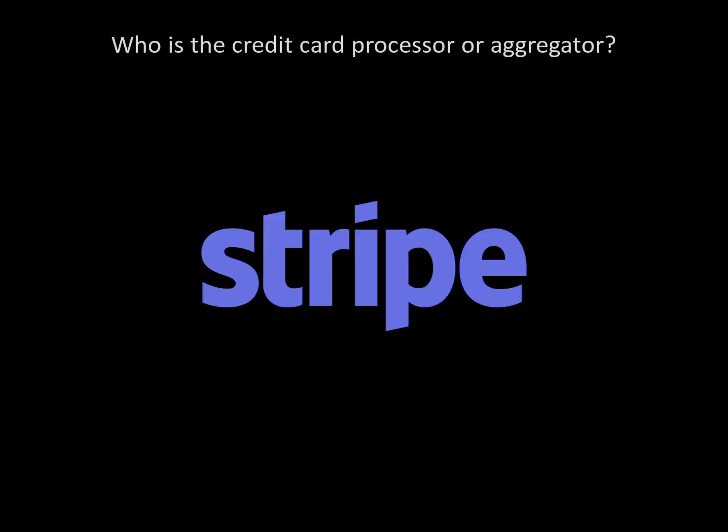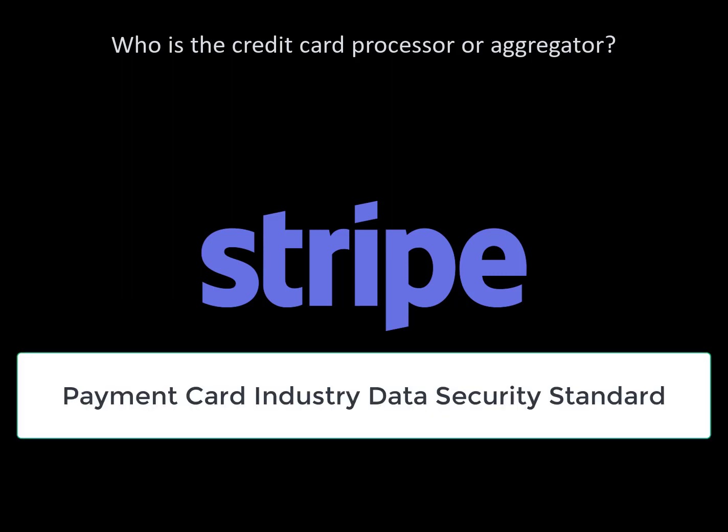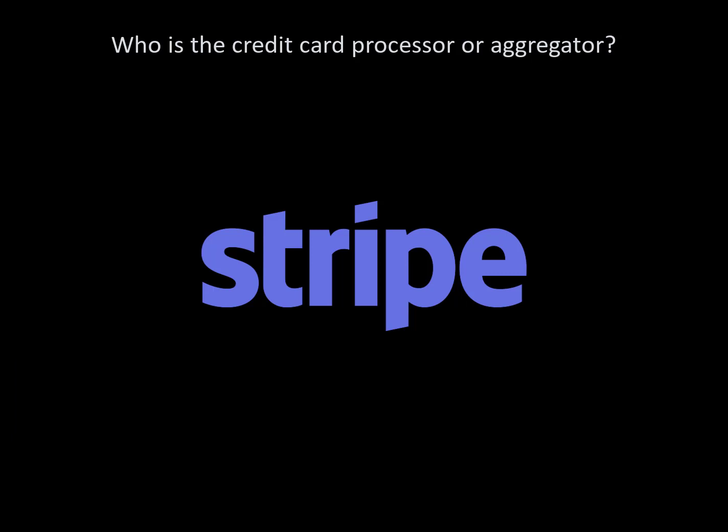The credit card processor, or aggregator as it's called in the industry, that we chose to partner with is Stripe. Stripe is valued at $20 billion as a company. They've been around since 2011. They sit on the PCI advisory board, so they are definitely best of breed in the credit card industry.